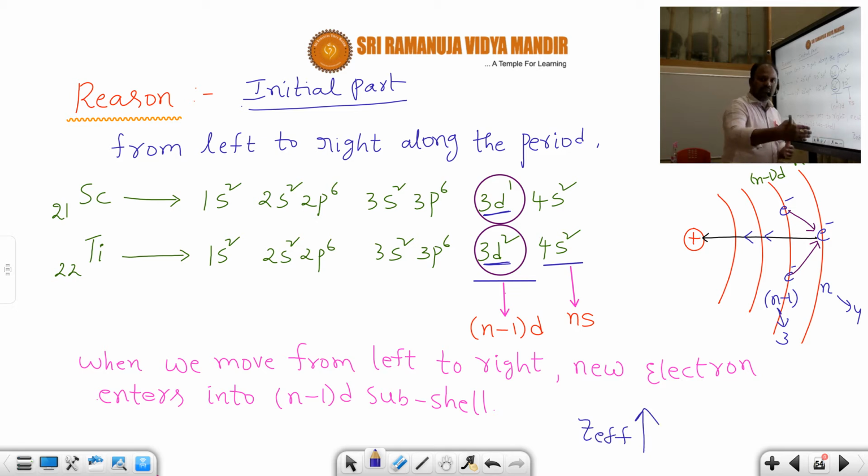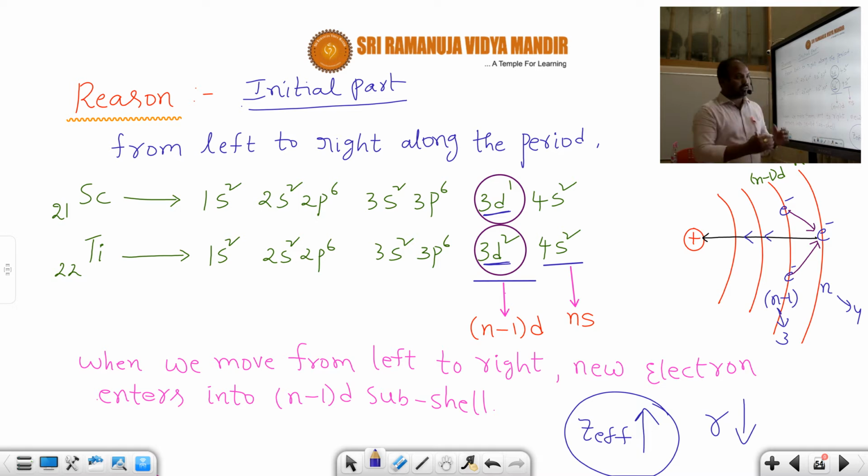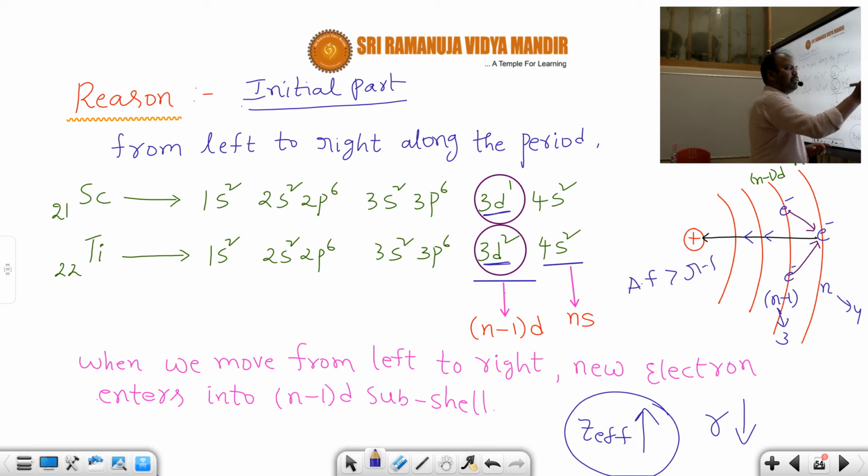increases. Scandium to titanium: scandium atomic number 21, titanium atomic number 22. So one proton increases. Titanium 22 to vanadium 23, another proton increases. So whenever protons increase, effective nuclear charge increases, radius decreases. Of course, repulsive forces are there, because 3D1, 3D2, 3D3 are inner electrons. So between the inner electrons and the outermost electron, repulsive force exists. But here the attraction force is more dominant than the repulsive forces.